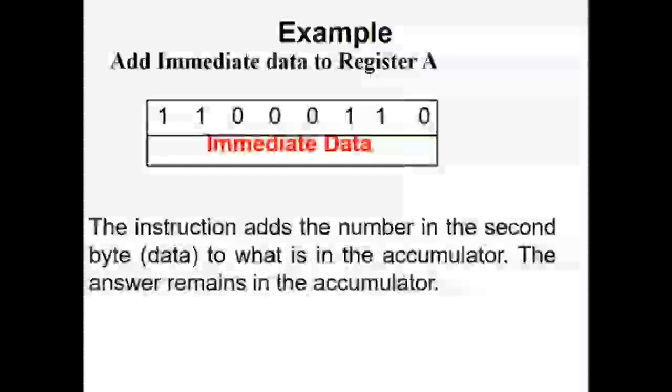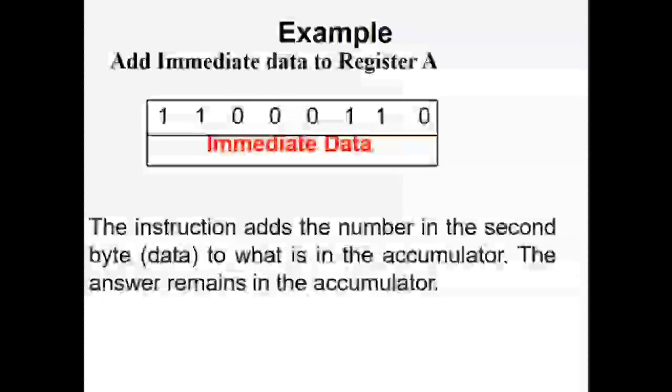Charlotte, that is right. Because we have 2 bytes. The first byte is the opcode. That means adding to register A. So that is given by C6. And then the second byte, we are mentioning the immediate data. 0D is the 13.